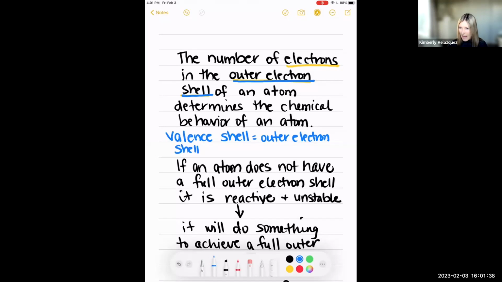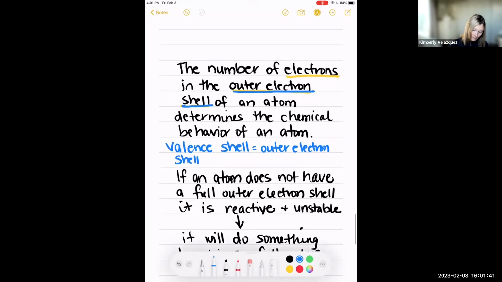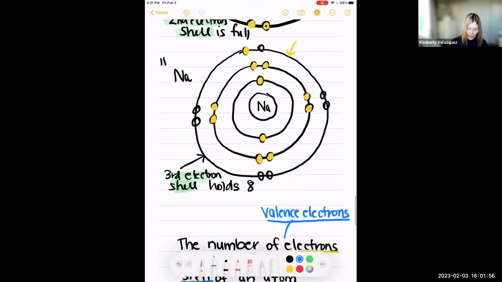The electrons in that outer shell are called the valence electrons. The valence electrons are the electrons in that outer electron shell. So going back to this story, if I asked you, how many valence electrons does sodium have? The correct answer is 1. Sodium has 1 valence electron. And the valence shell is that third shell.